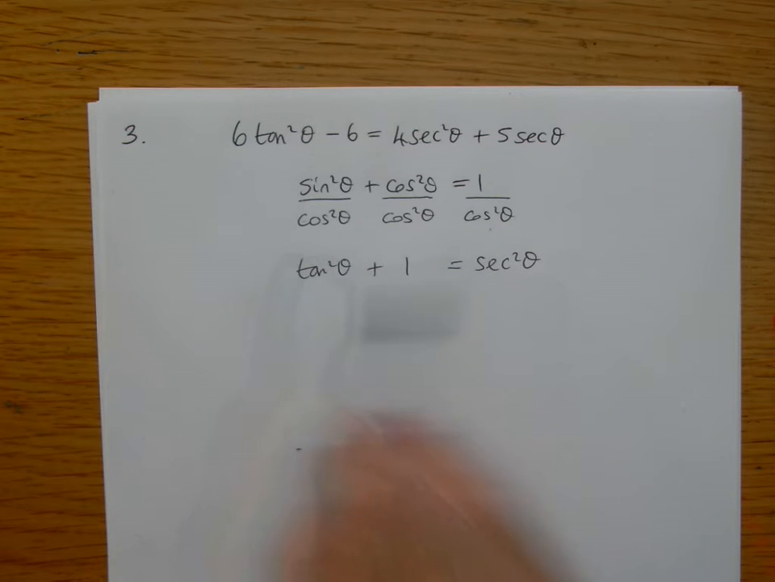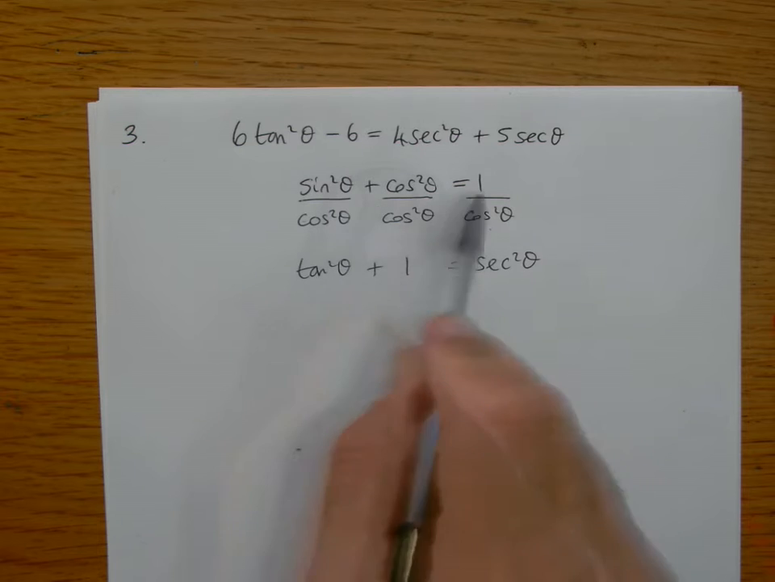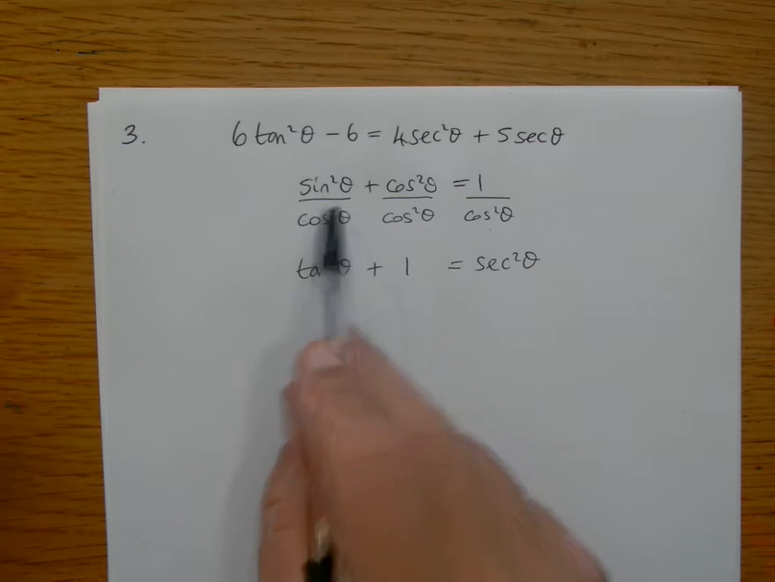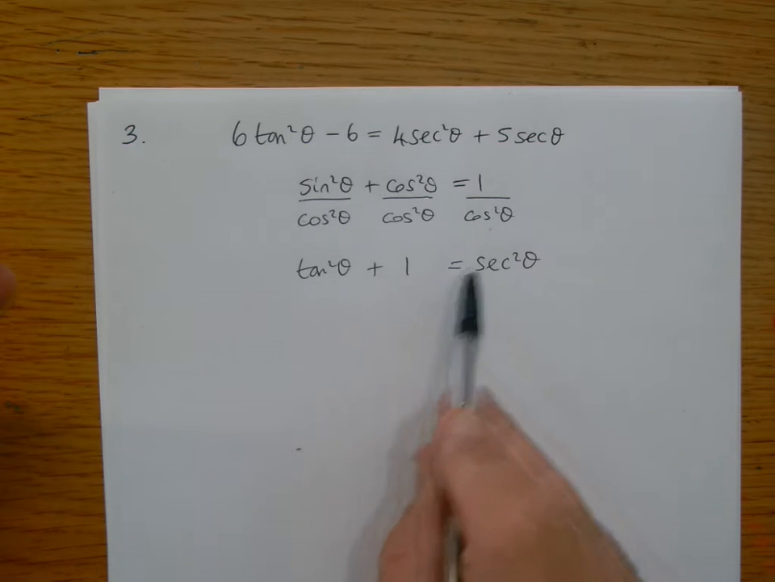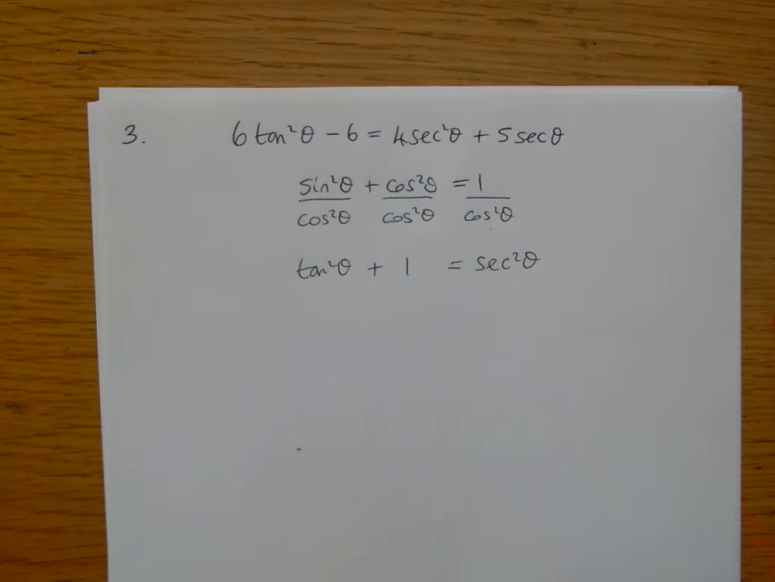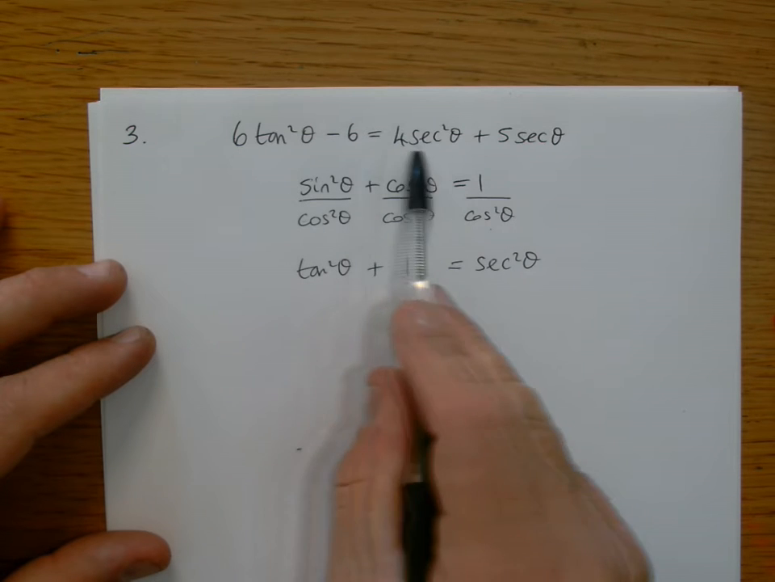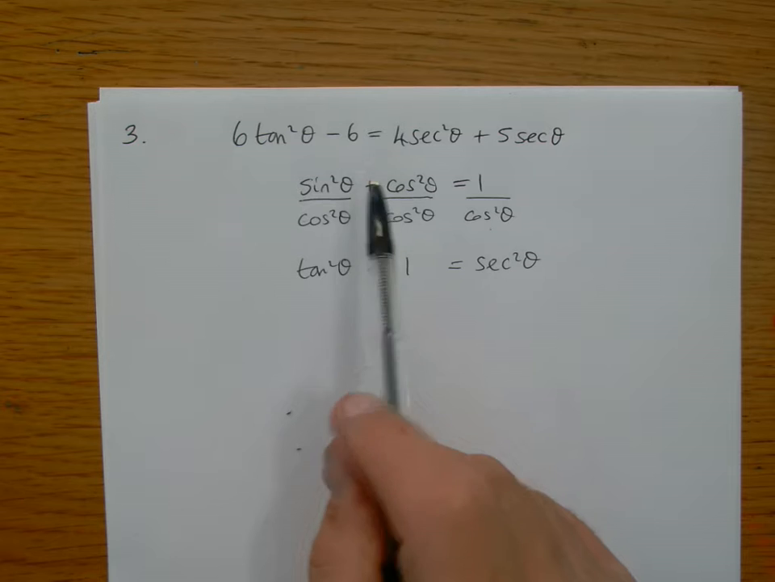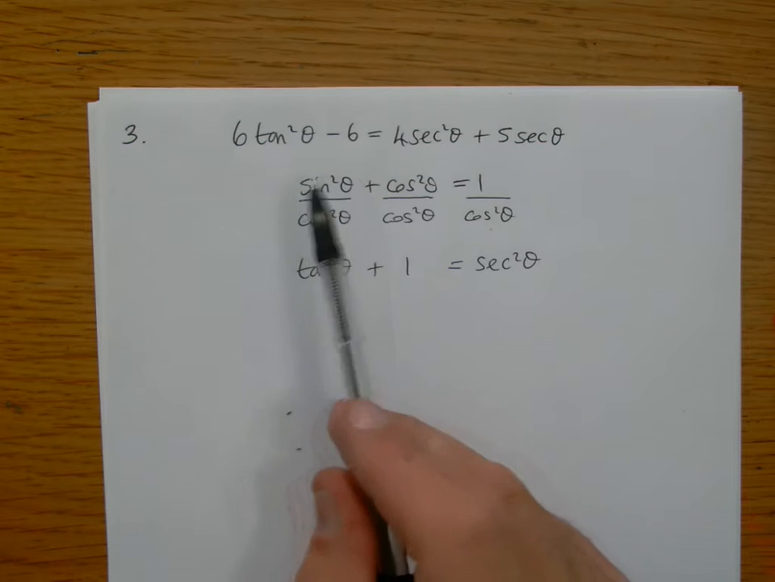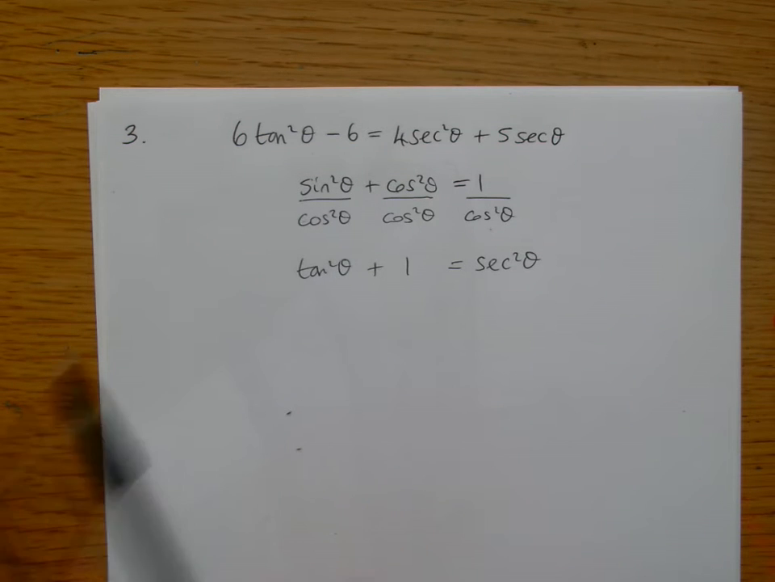You may choose to remember this result, so you don't need to go through this process, but this is a good way of checking, using this identity to get to the result we're going to use here. Now, we're going to need to substitute, but we've got to be careful how we substitute. We look here at our equation, and we've got two choices. One choice will be the wrong choice. The other choice is the correct choice.